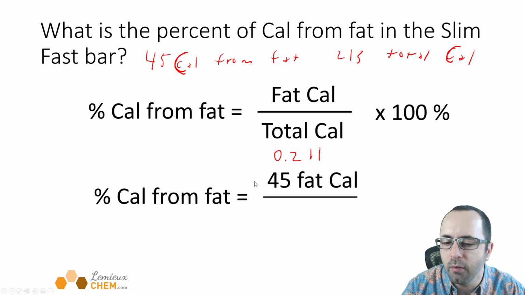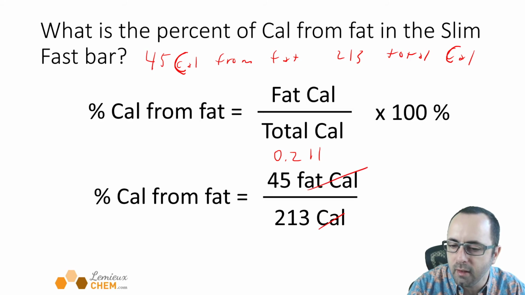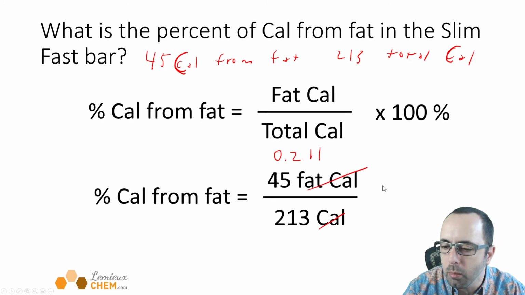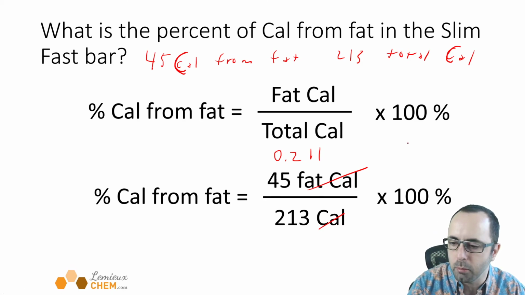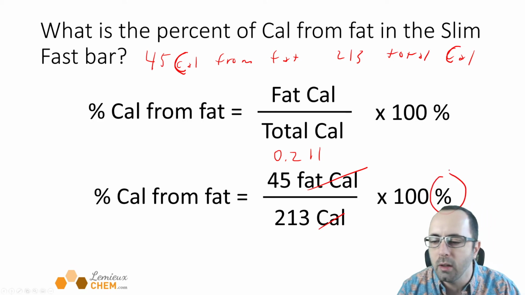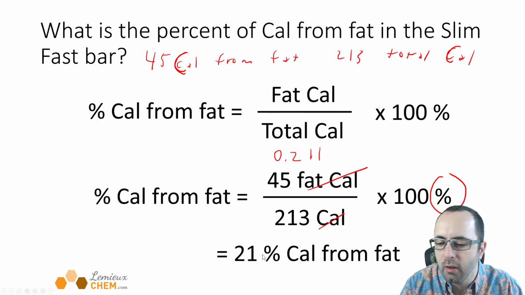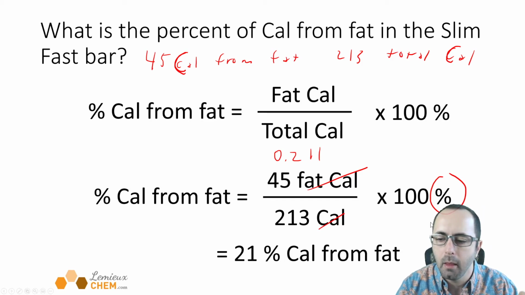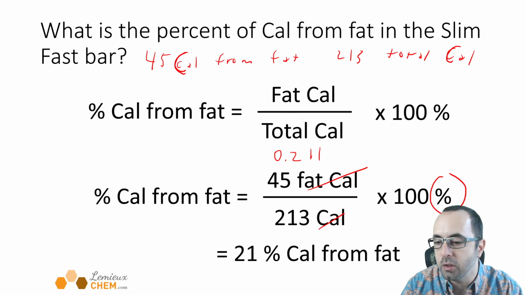So when we do this, we have 45 divided by 213. Our calories cancel. And we're just multiplying by 100%. So the unit that we keep is percent. Notice percent there. That's why if you ever want to turn something into a percent, just multiply it by 100%. You get your number, which was 21 for us, 21.1, around 21, and then you keep the percent like a unit. It just stays. If you ever want to add a percent on the end, multiply by 100%.